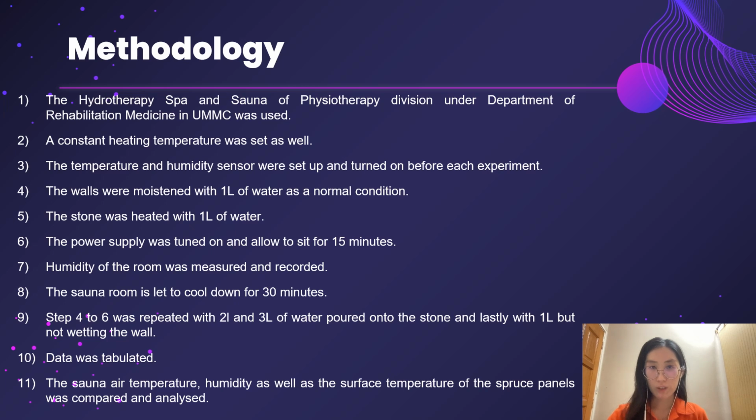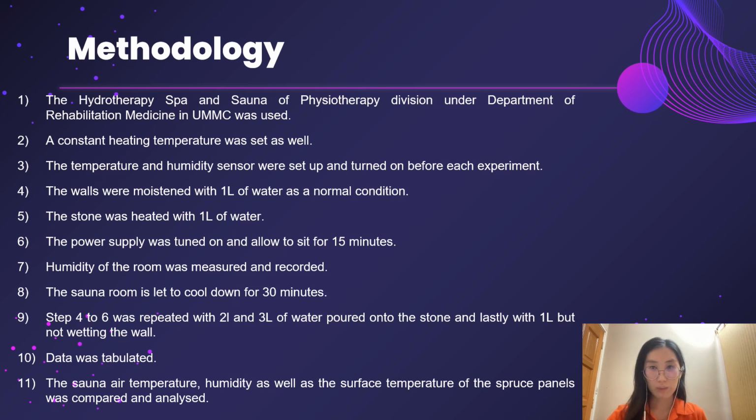Experiment 3 is also carried out in the hydrotherapy spa and sauna. For this experiment, a constant heating temperature was set up as well. The temperature and humidity sensor was set up and turned on before each experiment. The walls were moistened with 1 liter of water as a normal condition, while the stone was heated with 1 liter of water and the power supply is turned on and allowed to sit for 15 minutes. The humidity of the room was measured and recorded.